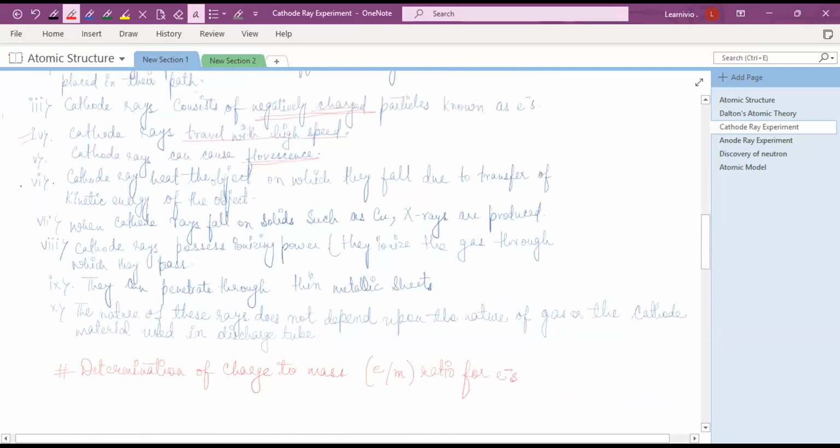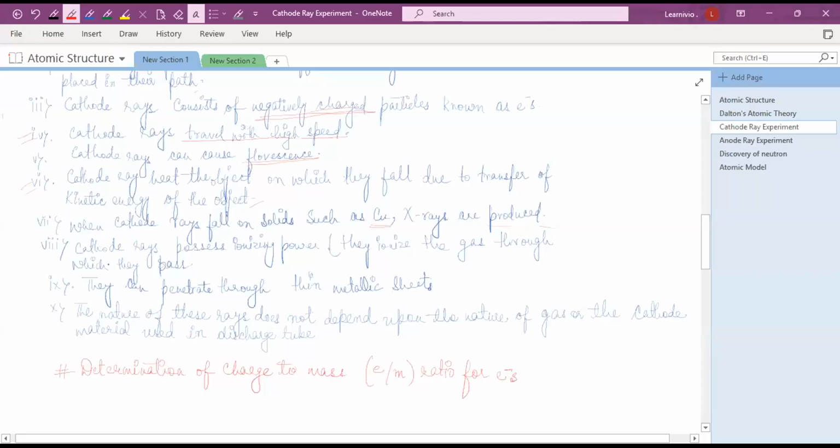Okay. Sixth point was that cathode rays hit the object on which they fall due to transfer of kinetic energy. Cathode ray hits the object when it falls on any screen, due to the transfer of kinetic energy. Right? Next, when cathode ray falls on solids, what happens? In solids, like copper and any other material, X-rays are produced, right? So cathode ray produces X-rays also.